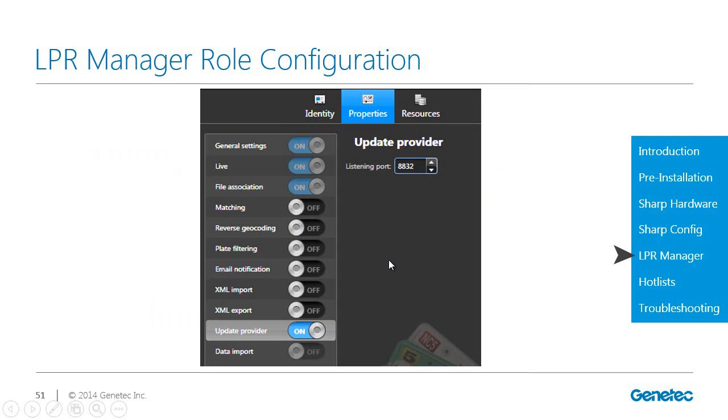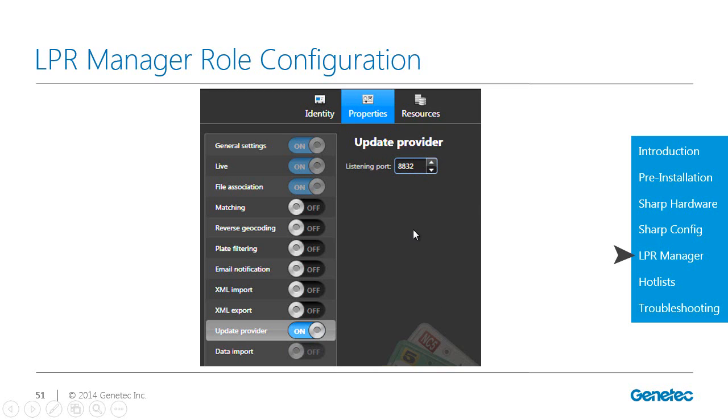Once you have that file, open the config tool on your server that's hosting the LPR Manager role. From the config tool, the first time that we use this service, we need to activate the feature. So this is turned off by default, the update provider. And we also need to make sure we have the listening port set correctly here as well.